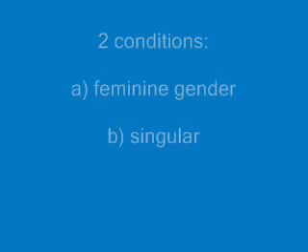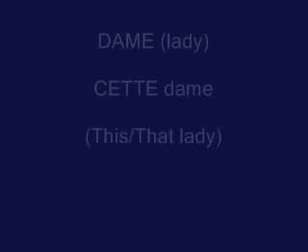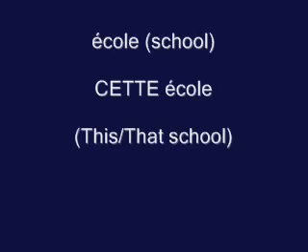You will need to use cette, C-E-T-T-E, cette. This is used to indicate nouns that have a feminine gender and nouns that are singular. For example, woman, femme, the word femme. Cette femme, this or that woman. Cette dame, this or that lady. Cette école, this or that school. You see, école starts with a vowel, right? École. But it doesn't matter because the noun is feminine, une école. Because the noun is feminine and is singular, you go ahead and you use cette, C-E-T-T-E.